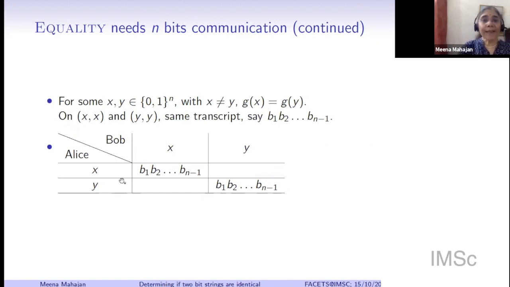So when Alice has x and Bob has x, the transcript is b1 to bn minus 1. When Alice has y and Bob has y, the transcript is b1 to bn minus 1. From this, I would like to say something about the transcript in this position when Alice has x but Bob has y. Can you see what we can conclude? I claim that we can conclude that, in fact, even for this, the transcript must be exactly the same.